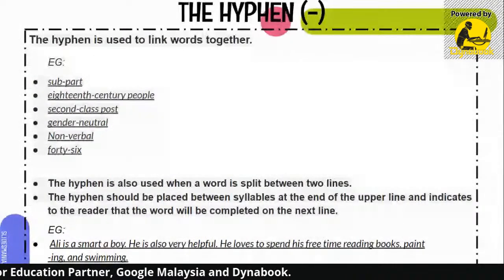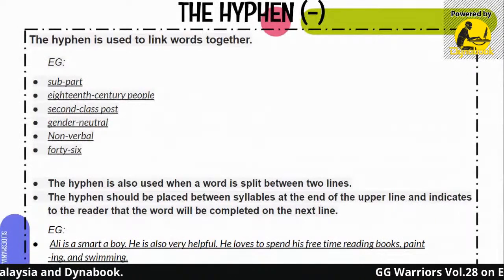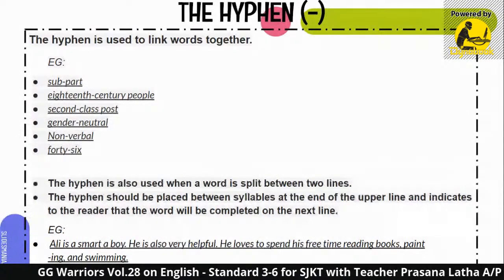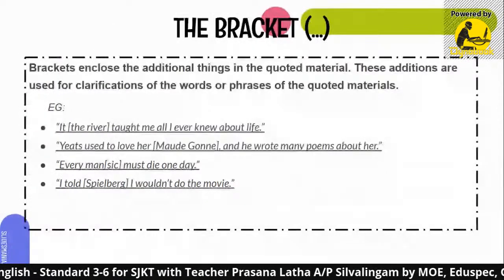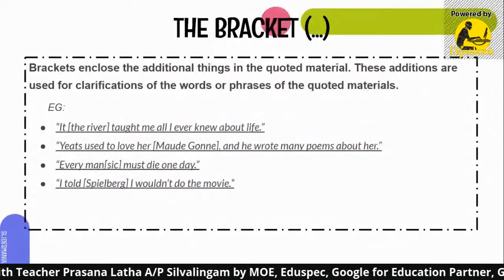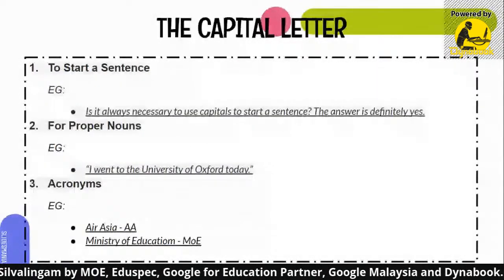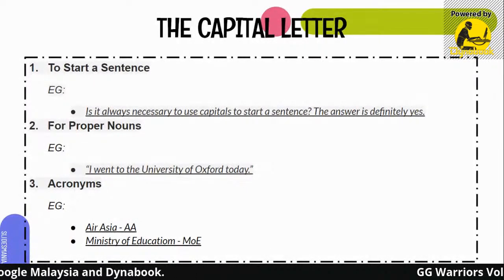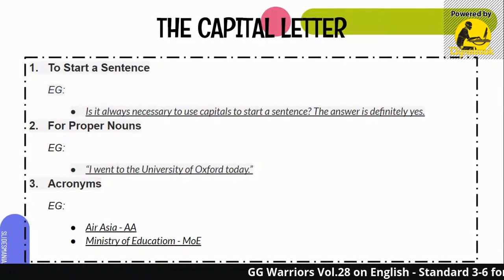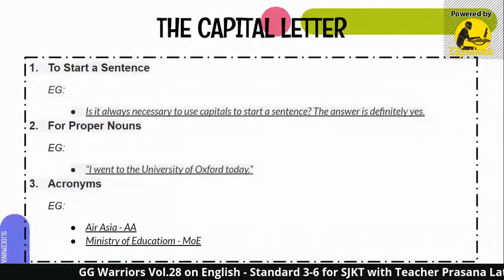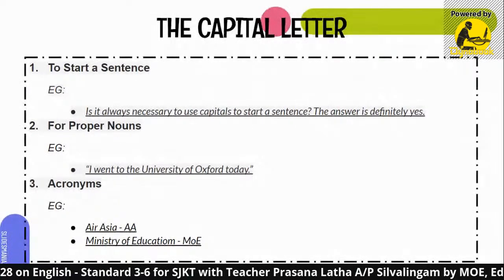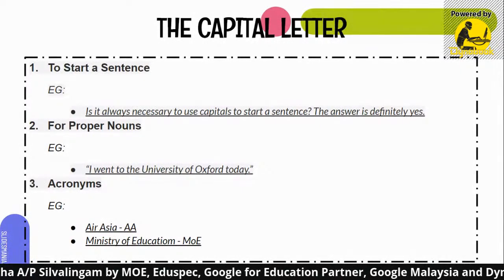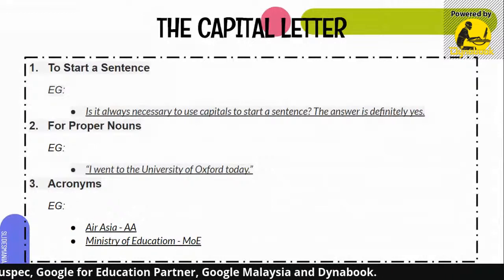The next one would be the hyphen. The hyphen will be used to link words together. Brackets are used to add additional information about something which is missing in the sentence. Capital letter: there are three conditions where we use our capital letter: to start a sentence, when there are proper nouns in a sentence, and also when we are using acronyms in a sentence. Okay, now let us try some exercises together.